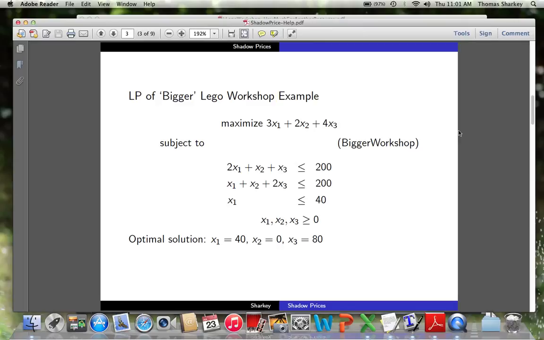Now, one of our first questions was how much would we pay a friend if they're willing to give us an extra small brick? Well, the very top constraint is the small brick constraint. And one thing we can figure out is how many small bricks we are currently using with our optimal solution. With our optimal solution, we're using 160 small bricks, 80 of those dedicated to T's and 80 of those dedicated to I's. So basically we have 40 small bricks just lying around our workshop at the end of the week.